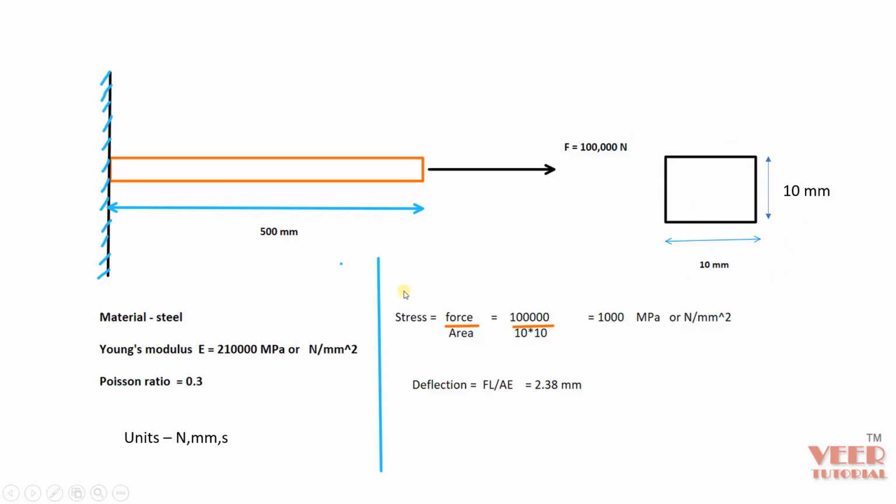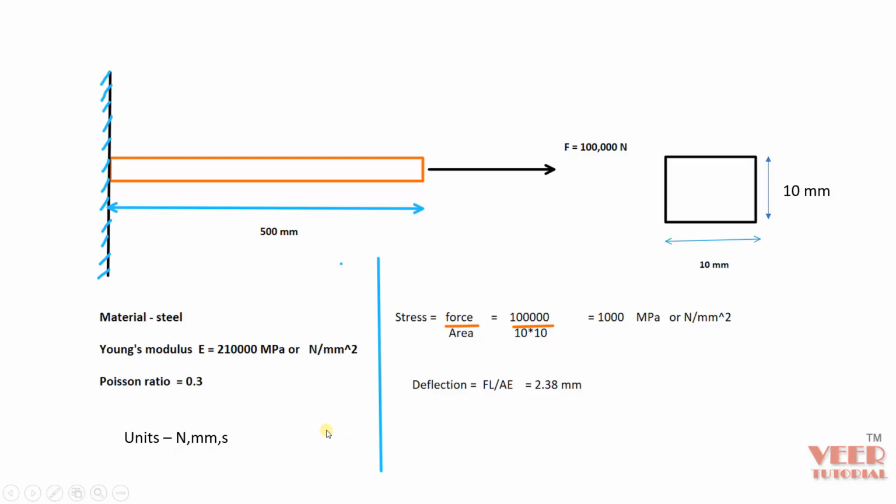The material properties for the beam are specified. We are considering the material as steel, and the Young's modulus E of the steel is equal to this value, and Poisson's ratio is 0.3. We are following the units Newton, mm, second in this problem.